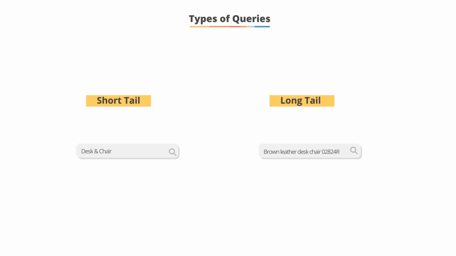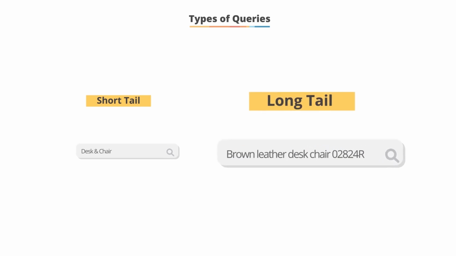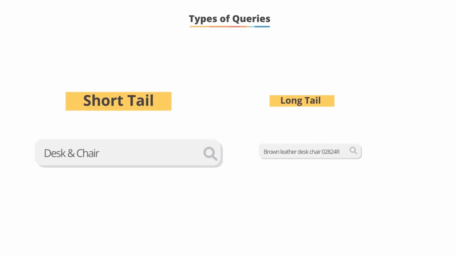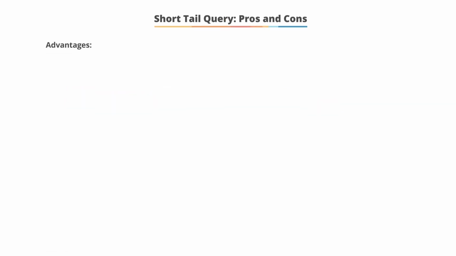Long tail and short tail is kind of hard to define from a quantitative perspective. But generally speaking, when you have more than 3 words, it's going to be long tail. If you have 1 or 2 words, that's typically a short tail. Let's cover the short tail a little bit further.